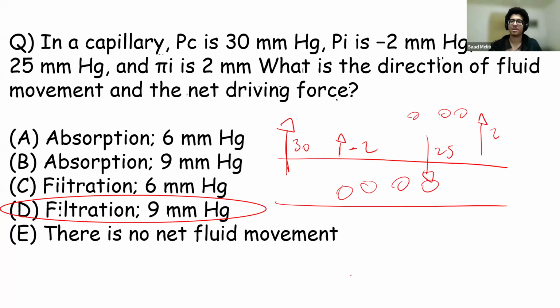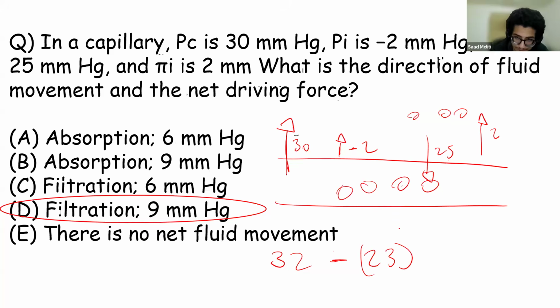2 millimeters mercury, okay? So what we do is we calculate the difference of the hydrostatic pressures minus the difference of the oncotic pressures, just like the equation we saw before. So we have 30, which is capillary hydrostatic pressure, minus the interstitial hydrostatic pressure, which is -2. So this would be 32, minus the capillary oncotic pressure, which is 25, minus the interstitial oncotic pressure, which is 2. And this gives us 23.